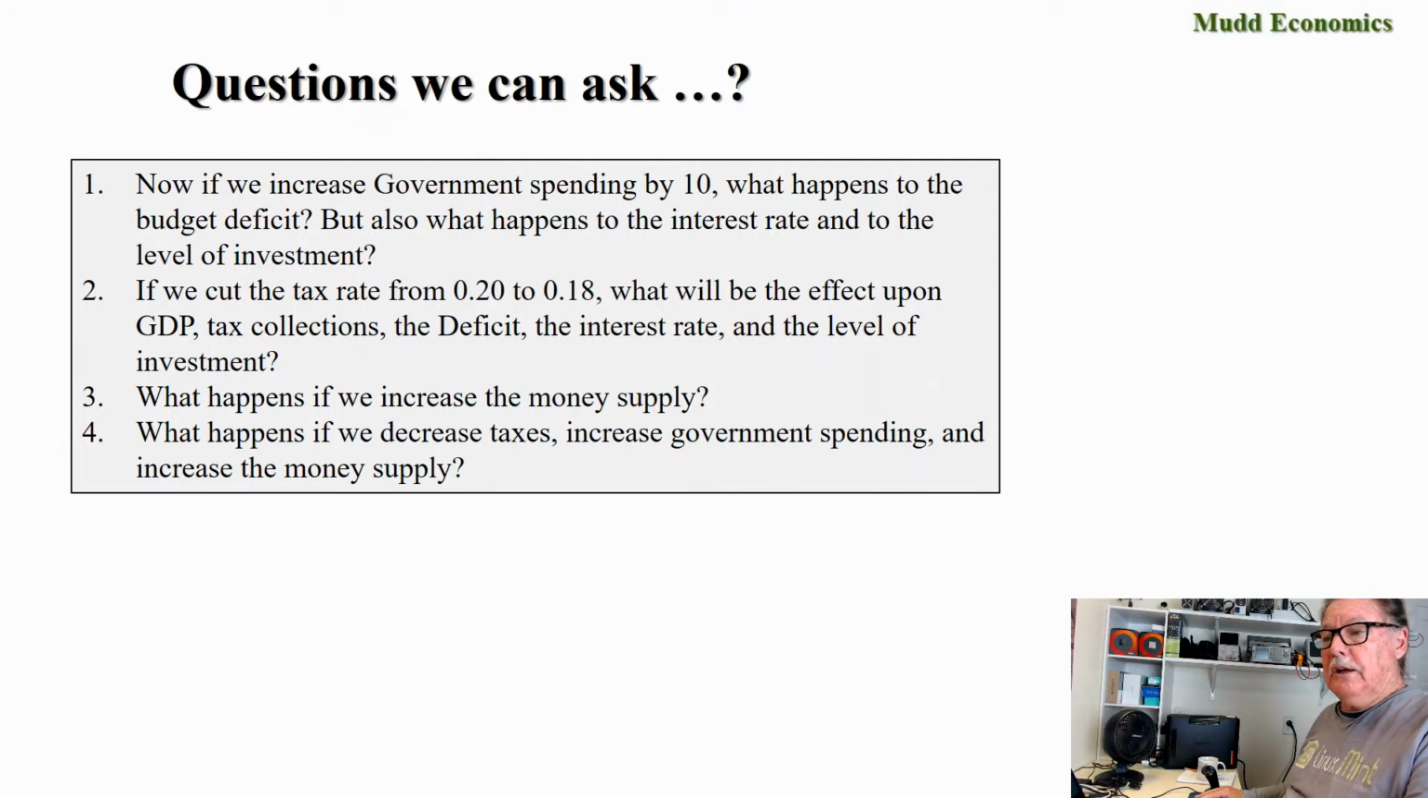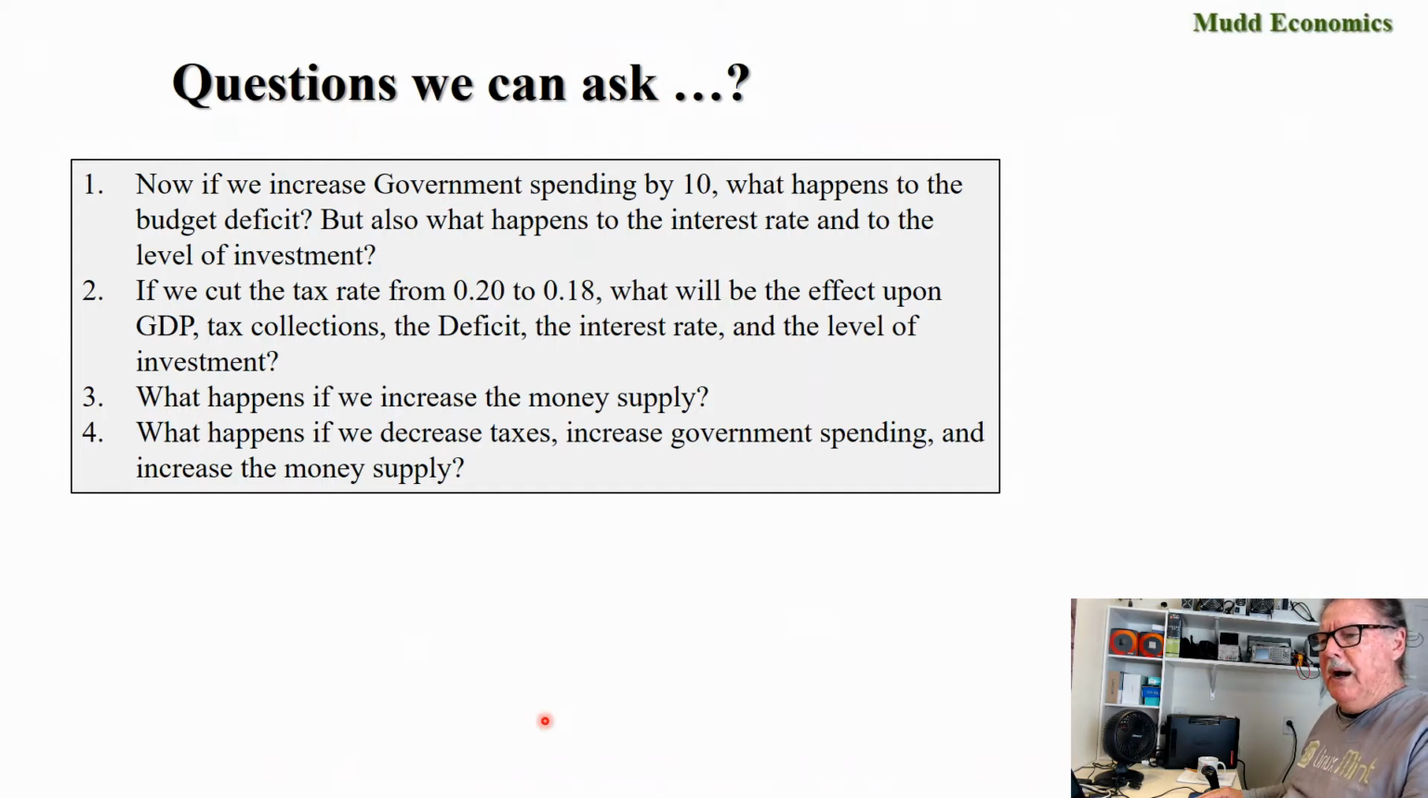If we cut the tax rate from 0.2 to 0.18, as we did in Macrosim 1, and that generated a very robust response, what will be the effect upon national output or GDP? Tax collections, the deficit, the interest rate, and the level of investment. We couldn't deal with the deficit, the interest rate, and the level of investment in Macrosim 1. They didn't exist. Then what happens if we increase the money supply?